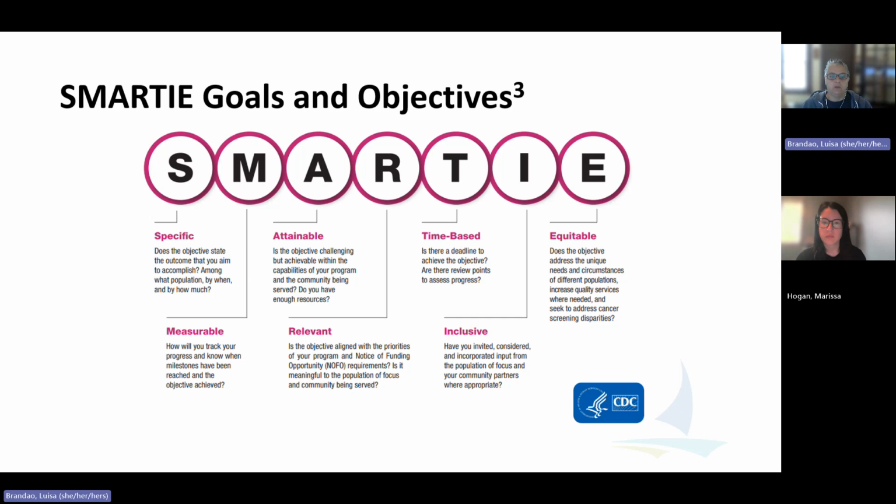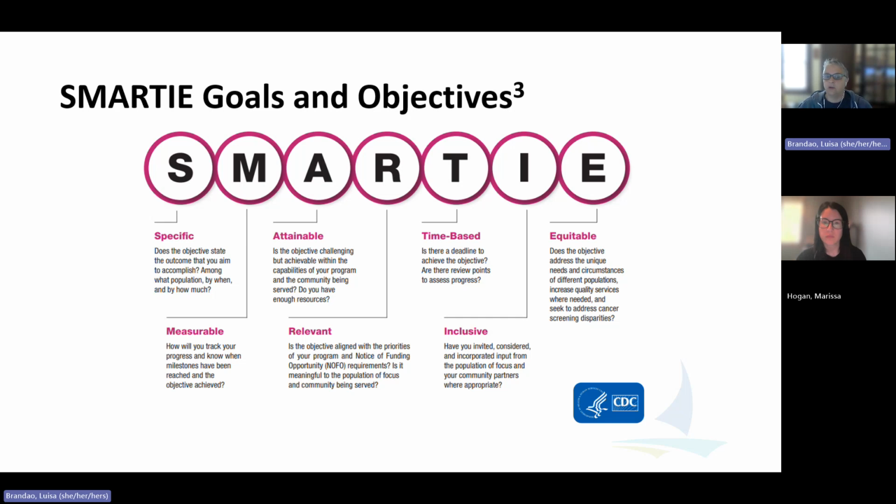We want to make sure that we are considering input from those that you are implementing the program with, the populations of focus, so that there is buy-in and so that you are actually trying to achieve objectives that are applicable to that community. Coming in and telling someone what their objectives should be or what they're looking for is never a way to be successful. So that is one, the I in inclusivity.